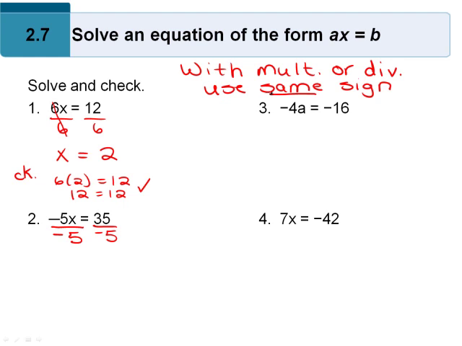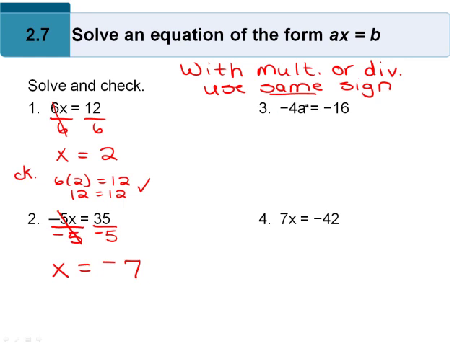Because that's going to give you a positive x over here. Two negatives cancel out to a positive x, and then 35 divided by negative 5 would give you negative 7. So that way you come out with a positive sign on your variable. You always want to know what is x. You don't want to know what is negative x. Very important.